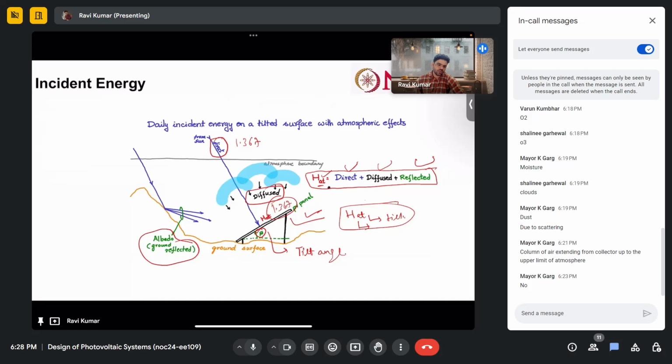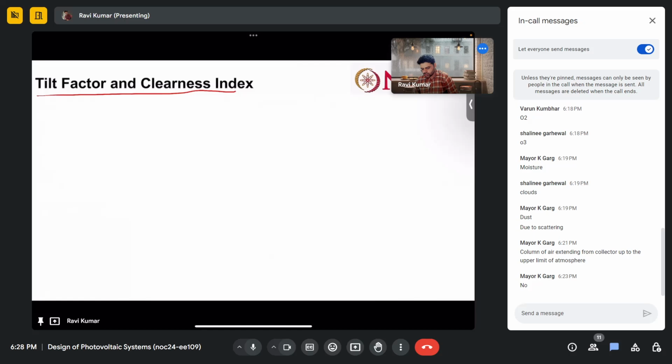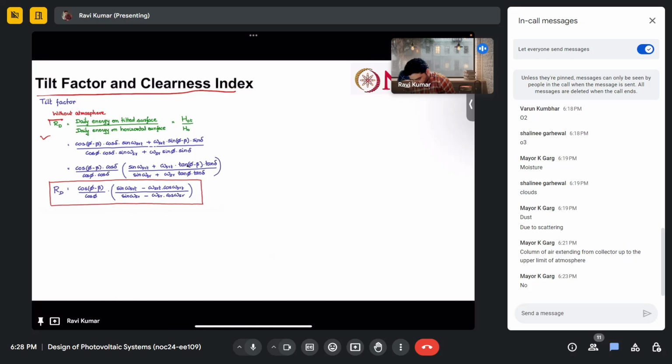So with this we have two more concepts, one is known as tilt factor and another is known as clearness index. Tilt factor is the factor which is representing the impact of tilt. So simply we can calculate this this way. This is the tilt factor: daily energy on the tilted surface over daily energy on the horizontal surface without any tilt. So the ratio of this energy will be the tilt factor, and these are the formulas, and we substitute all the values from the previous slide, then we will get this formula at last.